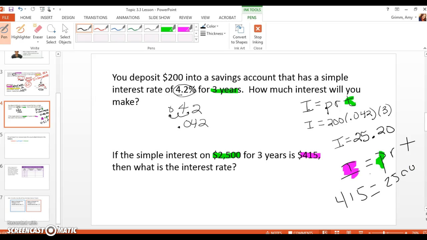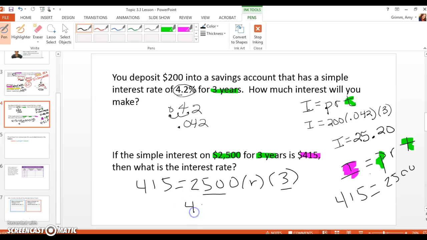And then what I don't know this time is the interest rate. So that's actually the part that I'm going to leave blank. And sorry, I'm running out of room, so I'm going to come back over here. All right, the rate is what I don't know, so I'm going to say R. And then the last part is the T for time. And if I look at T for time, right there it says 3 years, so I'm going to put that in here. All right, and we talked about kind of doing more grown-up equations, so I'm going to go ahead and take this 2,500 and multiply it by 3. So 2,500 times 3 is 7,500. So I'm going to make this 415 equals 7,500 R.